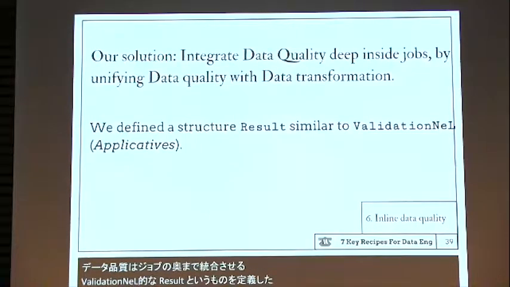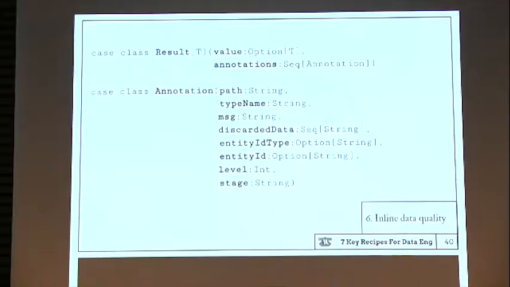So the way we solve that in our team is to integrate data quality deep inside the jobs, inside the structure of the job themselves. And so we are unifying the data quality with the data transformations. So we define a structure that is very similar to validation nel in Scalaz. It's called Result. Result is two fields, an option of a value, and then a list of annotation.